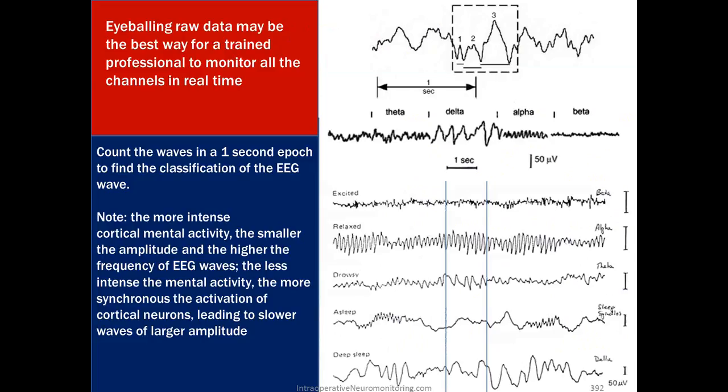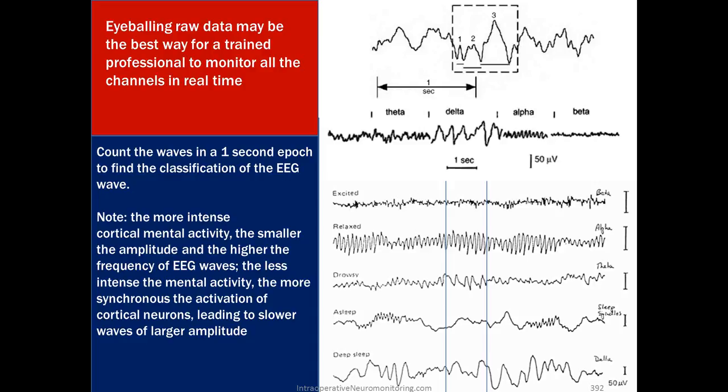Eyeballing raw data may be the best way for a trained professional to monitor all the channels in real time. So if you have to choose between raw EEG or some of this other EEG that's gone through an algorithmic equation, you want to choose the raw EEG. The way you figure out how fast the waves are going is you count the waves in a 1 second epoch to find the classification of EEG.